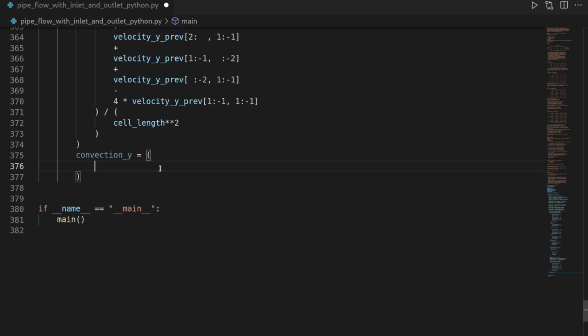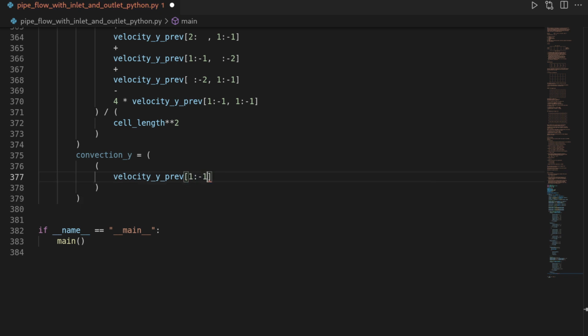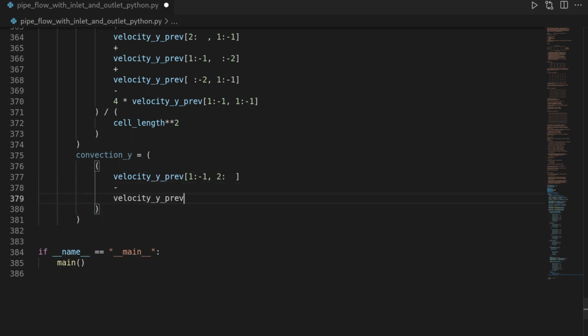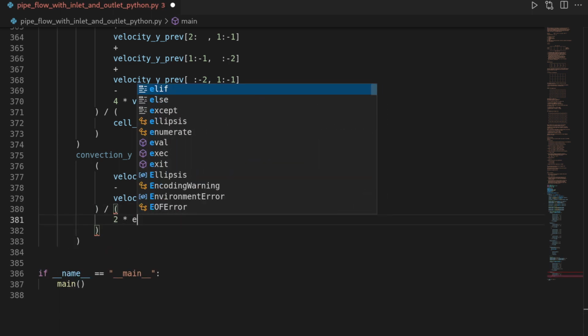So I think you've now seen the pattern. So for the derivative, we do velocity y previous with the interior points in y, and then going 1 step forward in x direction, since we want an x derivative, and then minus velocity y previous in the interior in y, and then all the way to the second to the last element in x, and we divide by 2 times the cell length.